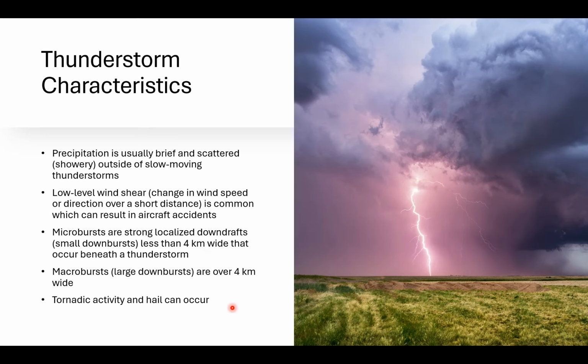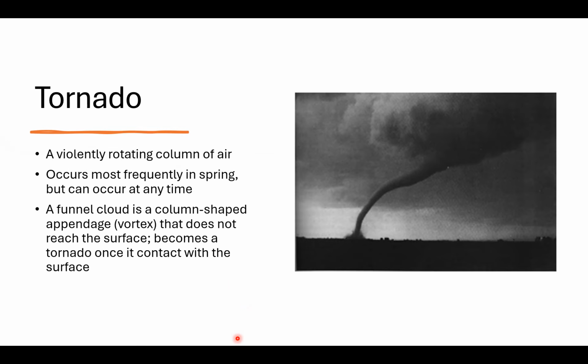And with thunderstorms, of course, the big thing is you can get tornadic activity and hail can occur. One of the biggest hazards that we have with thunderstorms is a tornado. And this is simply a violently rotating column of air in contact with the Earth's surface. If it's not in contact with the Earth's surface, it's a funnel cloud. Okay, that's the difference between a tornado and a funnel cloud. The tornado is in contact with the Earth's surface, while the funnel cloud is not.